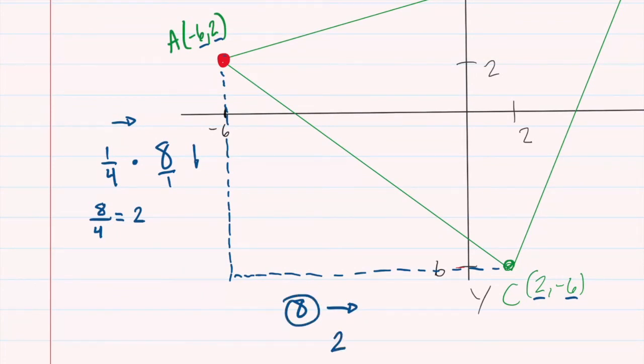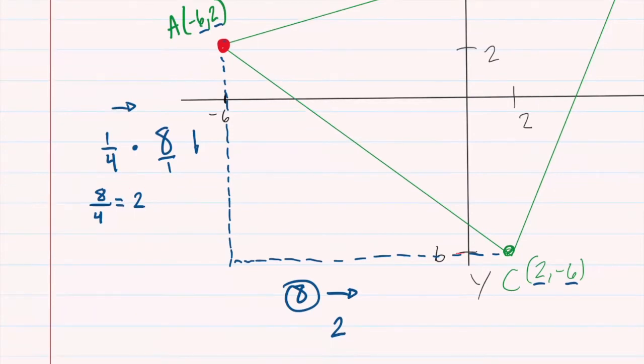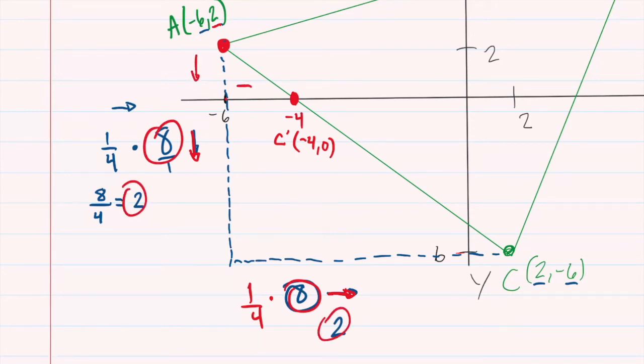Well, now we're going to go 2 down, and 2 to the right. Well, let's start. If I'm right here, I'm going to go 2 down, which will be at 0, and then 2 to the right, which will be here at -4. So that's my new point. That would be C prime, which would be -4, 0. So did you guys understand how I went 2 down and 2 to the right? Because if you multiply this by 1/4, it's the same number, so we would get the same 2 for these two. So we went 2 down and 2 to the right.